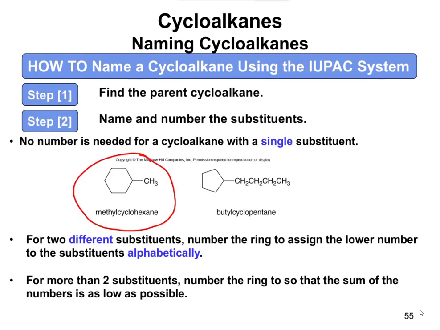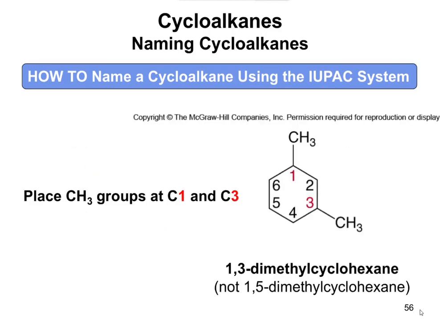And so basically, with one single substituent, no numbers; with two or more substituents, we're going to give the lowest possible number around the ring, and we're going to put the substituents alphabetically whenever we name them. So again, in terms of lowest numbers, this is going to be 1,3-dimethylcyclohexane.